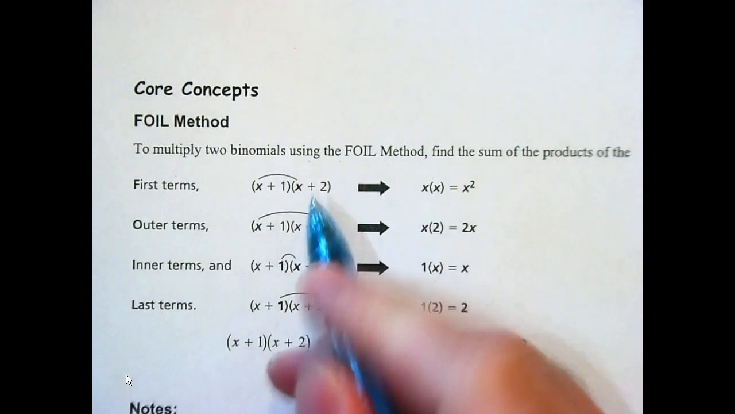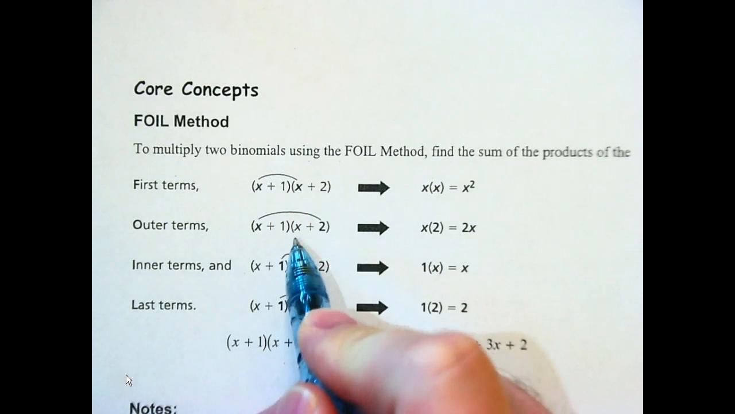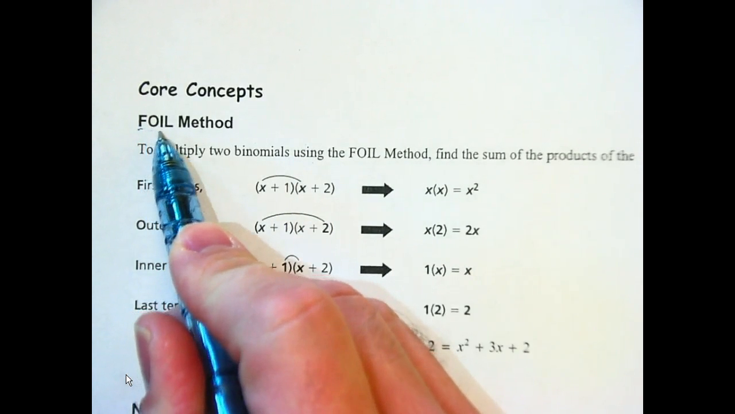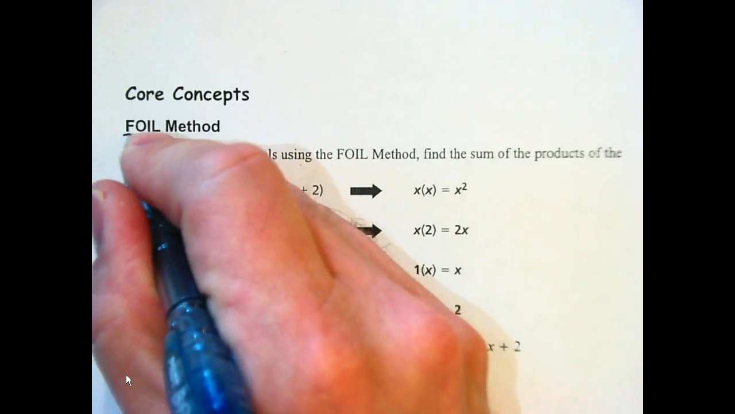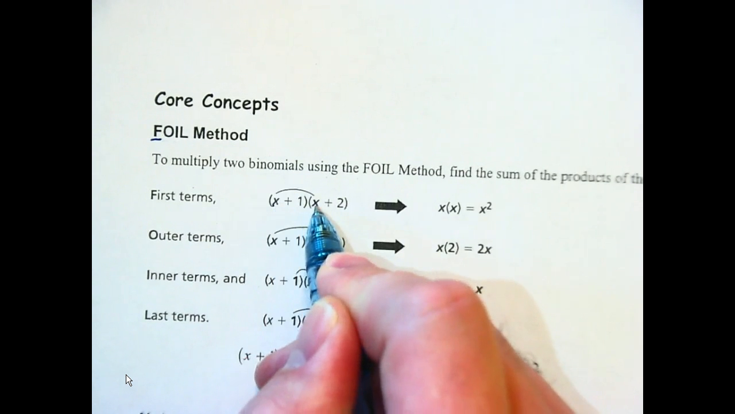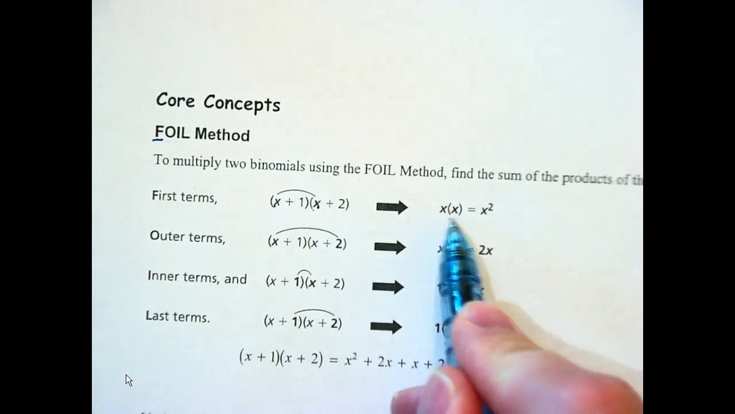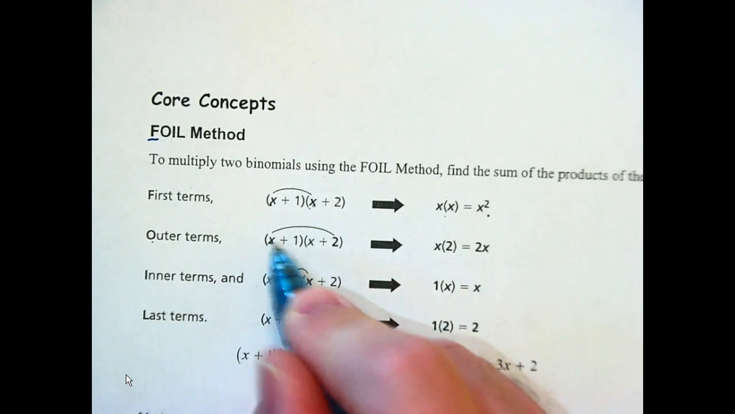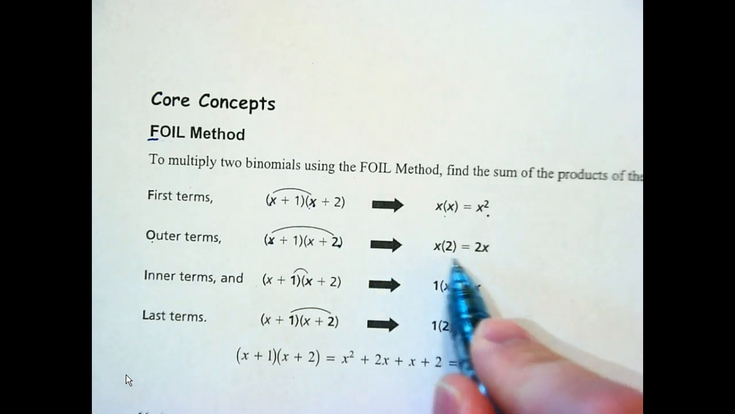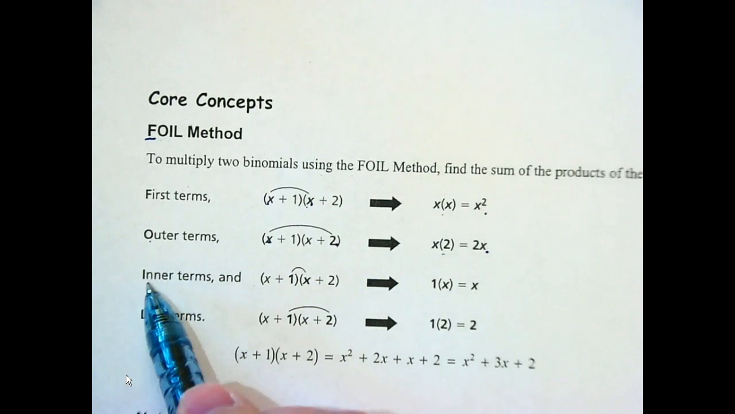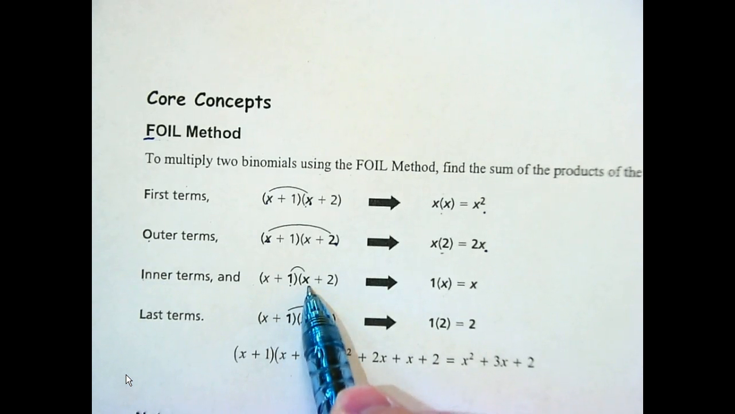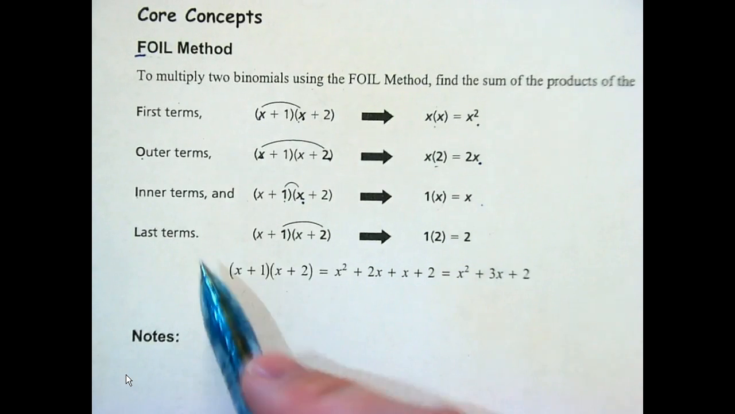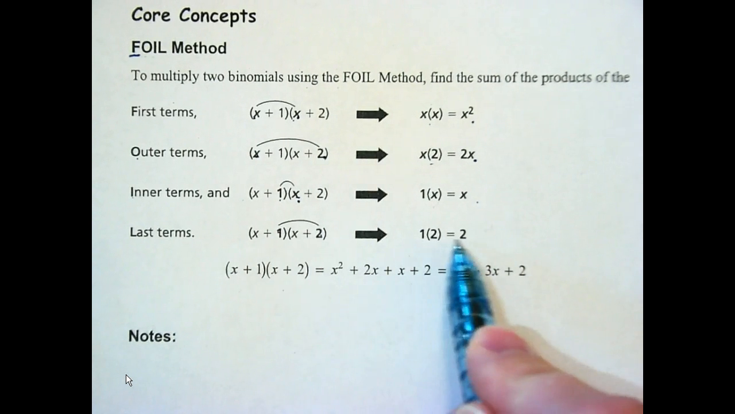But if you use FOIL and you have a binomial times a binomial, what they try to do is use these letters here to abbreviate what FOIL means. So F means first. You're multiplying first term by first term, so you get x squared. O means outer, so you're multiplying your outer term by your outer term to get 2x. Inner is I. You're multiplying your inner term by your inner term, so the two inside terms, to get x. And then L is last. You're multiplying your last by your last to get the last one.